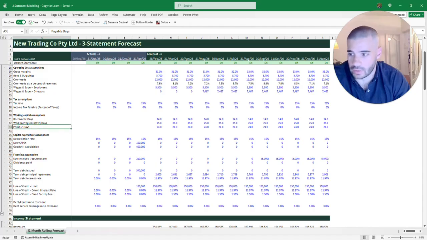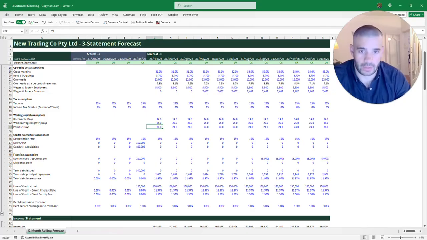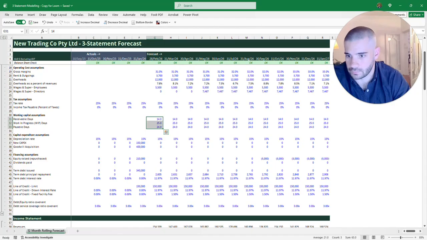And then the other one in the other direction is payable days, and we've got an average figure of 24 in there. What that means is if we get a bill from a contractor or a supplier, we've normally got 24 days before that falls due. So the combination of these three levers here will really impact our timing and our cash flow.